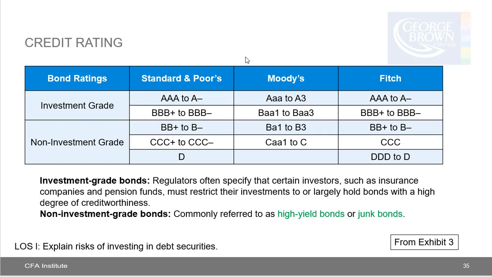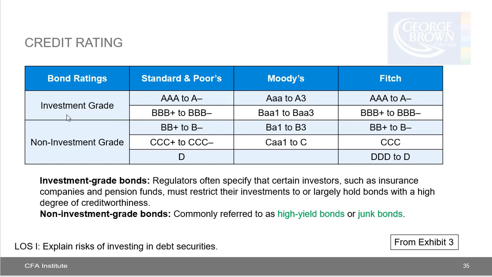Don't forget there's Standard & Poor's, there's Moody's, and Fitch. You have to be somewhat familiar. The first thing to note is that if you look at Standard & Poor's and Fitch, it's basically the same thing, so it's not too difficult to understand. But you can see with Moody's, they're using just a different nomenclature with regards to the investment grade, Baa1 to Baa3.